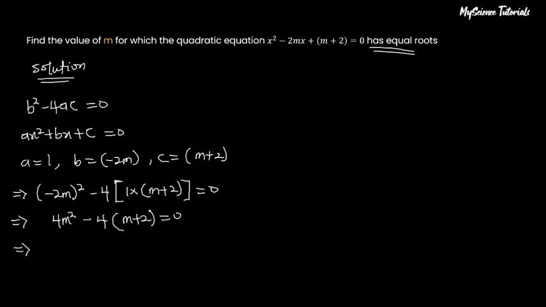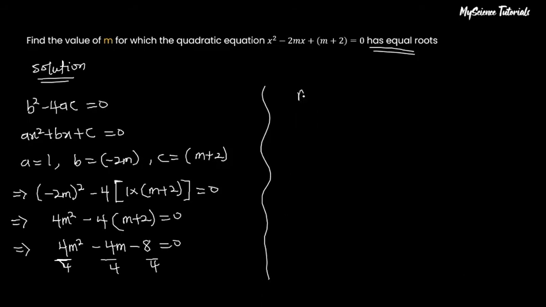So all I need to do is to further break down this equation and solve for the value of m. So let's continue. I have my 4m squared minus 4 multiplied by m will give me 4m. Negative 4 multiplied by positive 2 will give me negative 8. And this should be equal to 0. We can see that we can divide all the terms by 4 and it will still be the same. So if we divide by 4, we get our equation to be m squared minus m minus 2 is equal to 0.